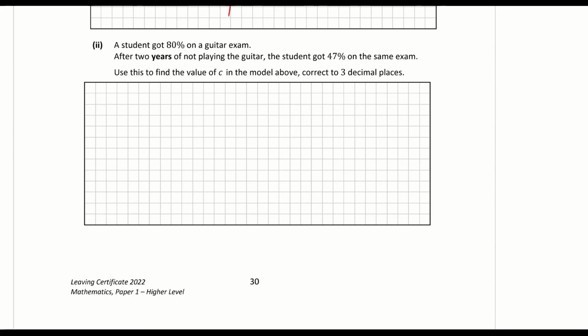Final part, E part 2. A student got 80% on a guitar exam. After 2 years of not playing the guitar, the student got 47% on the same exam. Use this to find the value of c in the model above, correct to 3 decimal points. So using the equation from above, a is equal to b times t plus 1 to the power of c. So that's coming from the top of the question here.